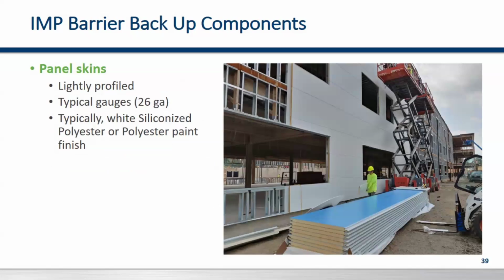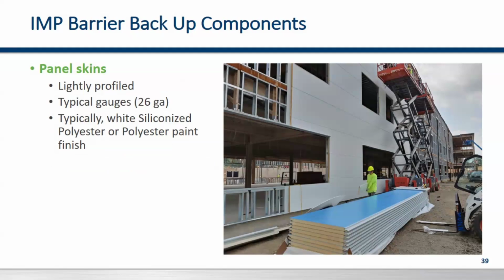Now, insulated panels can be used as the completed wall assembly. I showed you that earlier in the presentation. But when we're doing a barrier backup, there are going to be a couple of little differences. Usually it's going to be just a lightly profiled panel, what we would call a mesa type profile, that adds some stiffening to the panel. We would use slightly lighter gauges than, say, if the panels were going to be left exposed indefinitely.